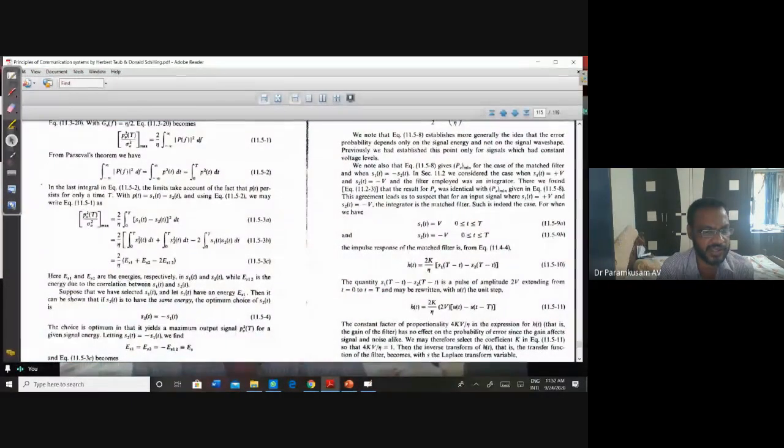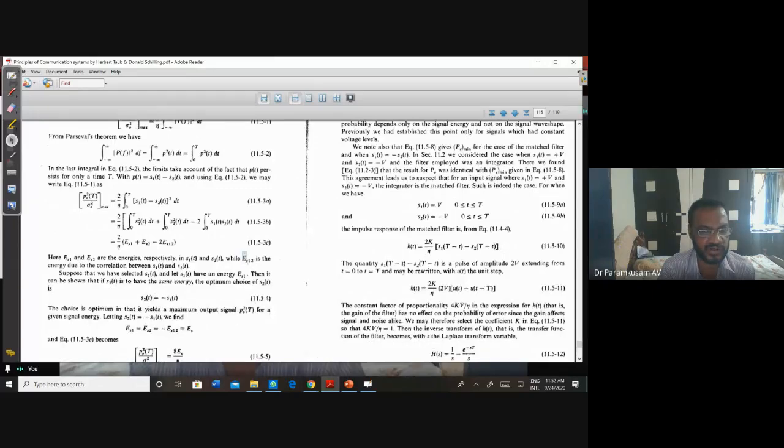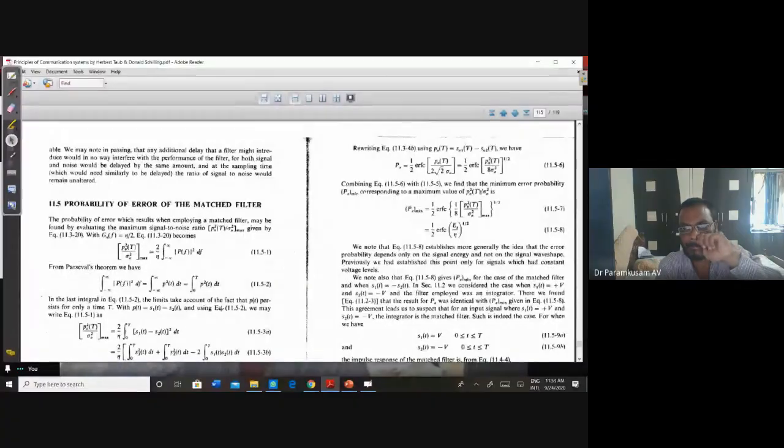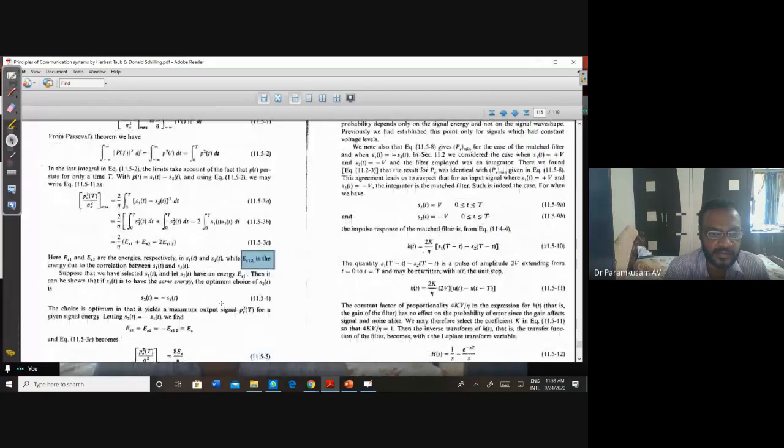Where ES1 and ES2 are the energies of s1 of t and s2 of t, and ES12 is the energy due to correlation between s1 of t and s2 of t.